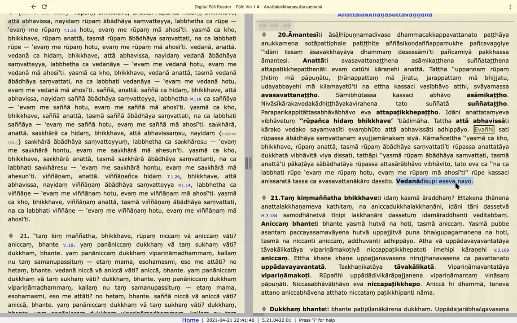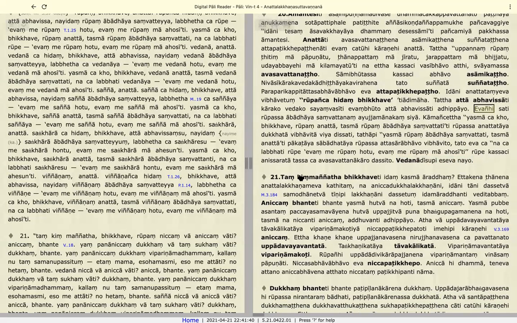"Iva" is like. We can translate it two ways. According to the English translation, many translators have it like that. For example, "Vedanā ti", and in vedanā and so on also, "evaṁ neyyo", this method should be known, should be applied or used. Therefore, we can translate "itiva neyyo" two ways. In English translation, many translators have it as "iva", not "eva".